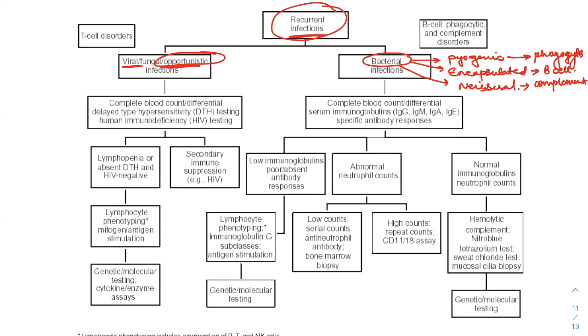Right. While the presence of opportunistic infections or recurrent viral and fungal infections, like persistent oral thrush or candidiasis, points towards a T cell defect.